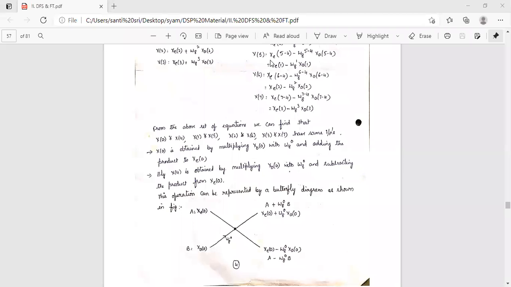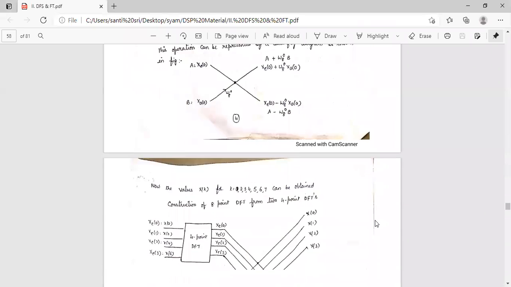Similarly, if it is like this, the arrow mark will come here. So then it will be written as a minus w840 into b, that is xe of 0 minus w840 into xo of 0, right? So with this we can draw the butterfly diagram.